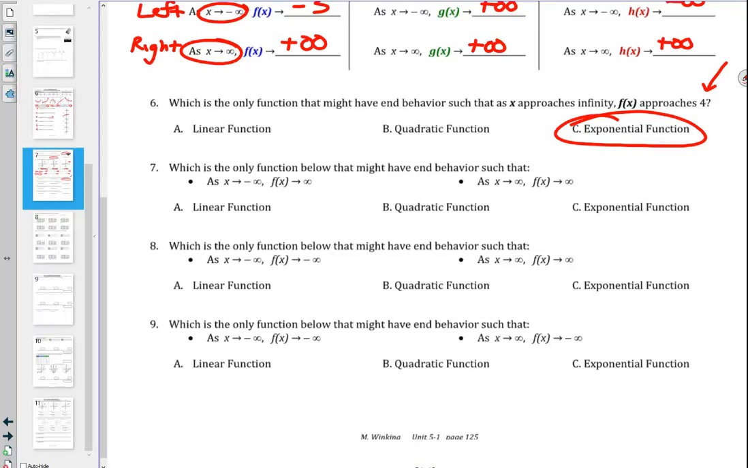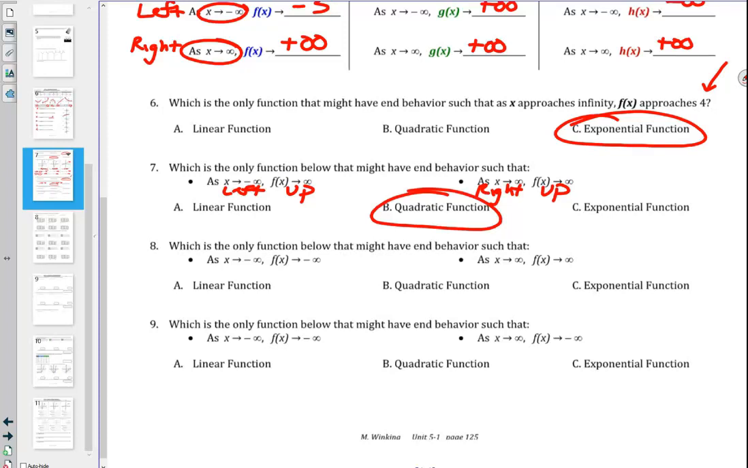Right. Which is the only function below that might have this end behavior where it'll go left, up? Look at your paper, because negative infinity x is left, y up, and then this is right, also up. So which one would have both arrows? What's the only one that can have both arrows possibly going up? Yeah, only quadratic. Because the other two, exponentials and linear, are going to have one arrow going up and one arrow going down. It just depends on how far up or how far down, depending on the asymptote.